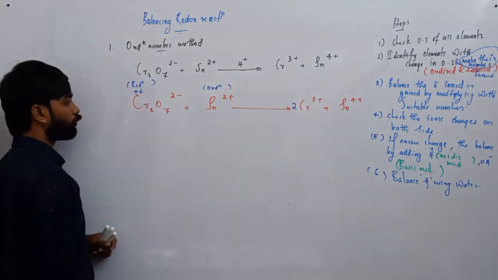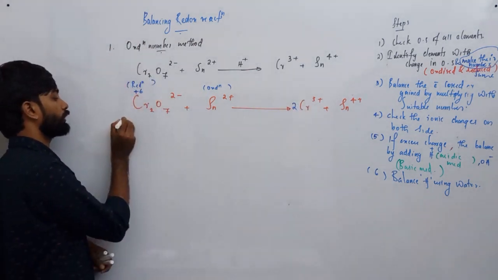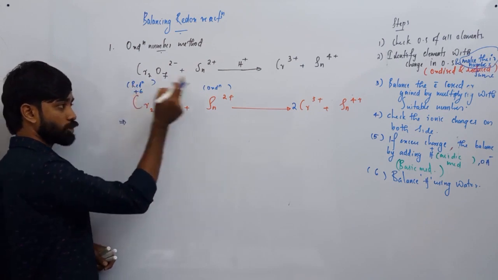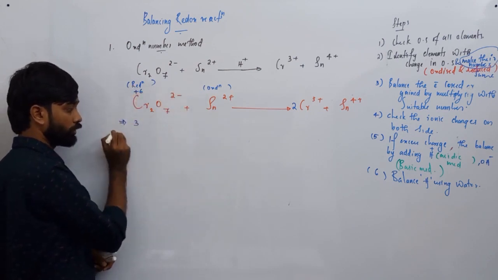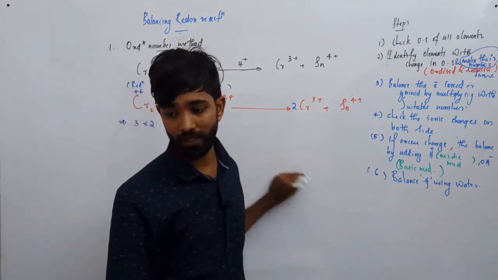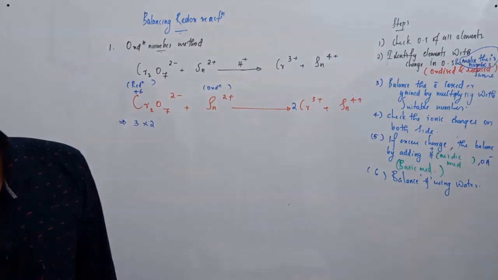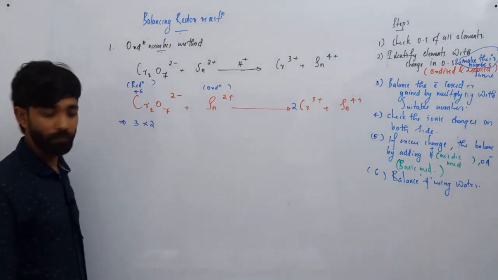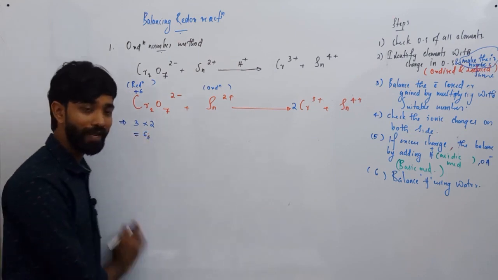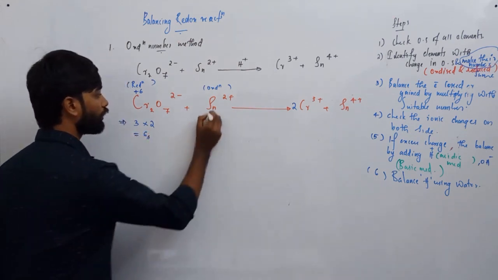Ready? What about the next step? Electron lost or gained? How can we find the electron gained? Here from plus 6 to plus 3. So 3 electron gained, but there are 2 chromium. So the change in oxidation state from plus 6 to plus 3 is 3. But we have 2 similar chromiums, so it will be 6. Is it okay?